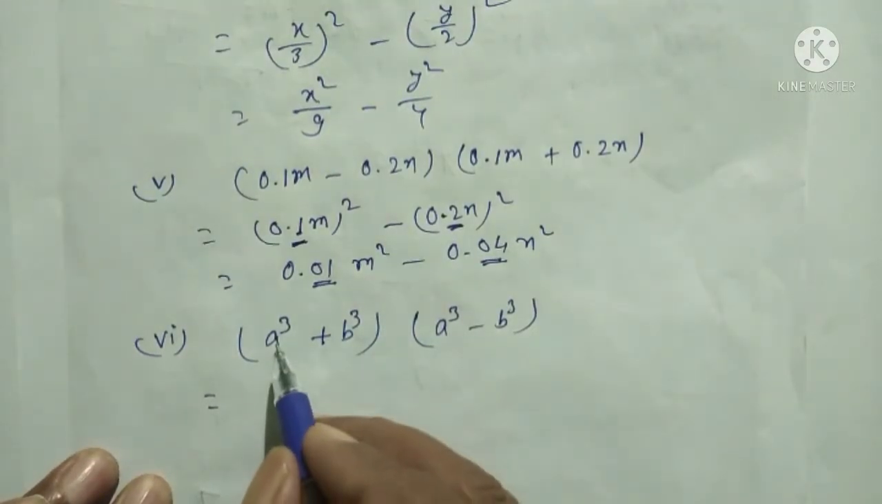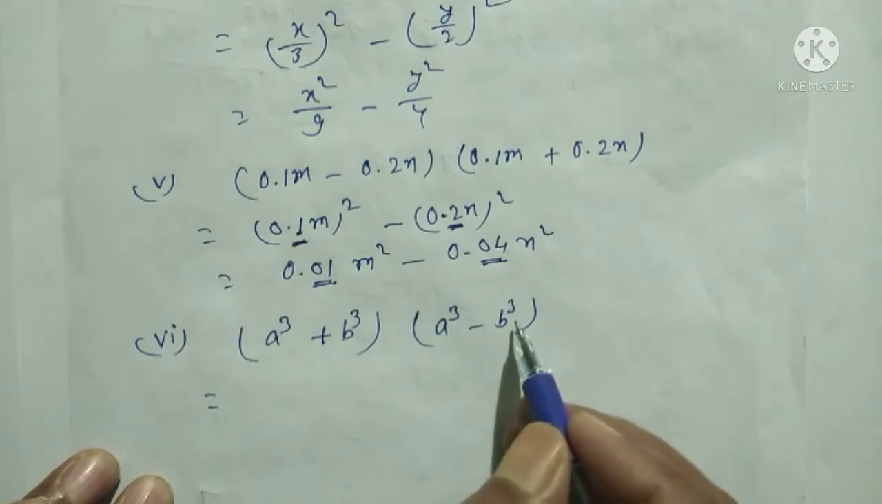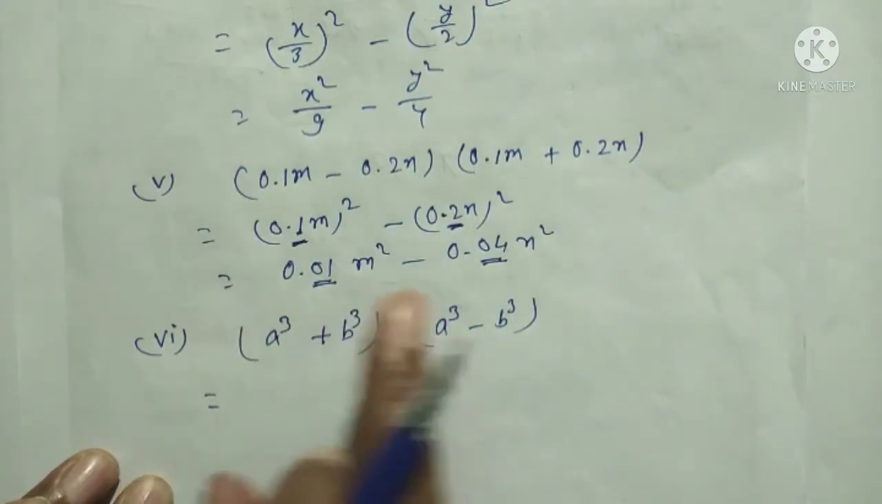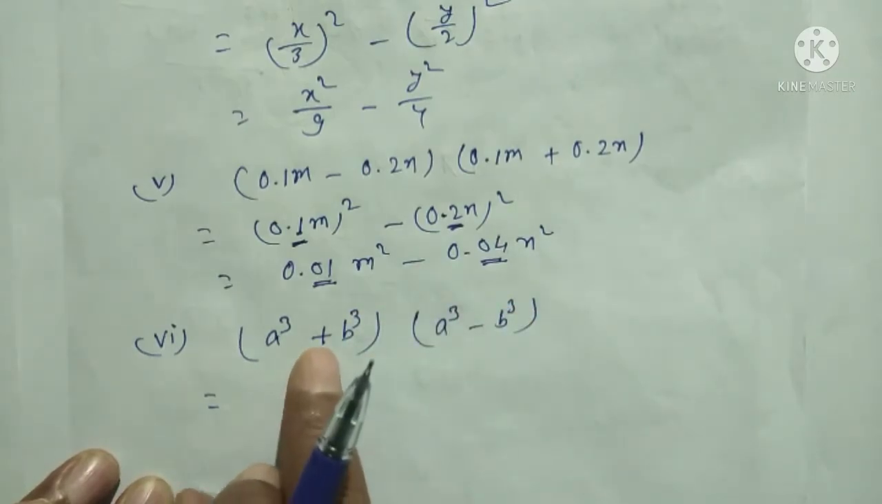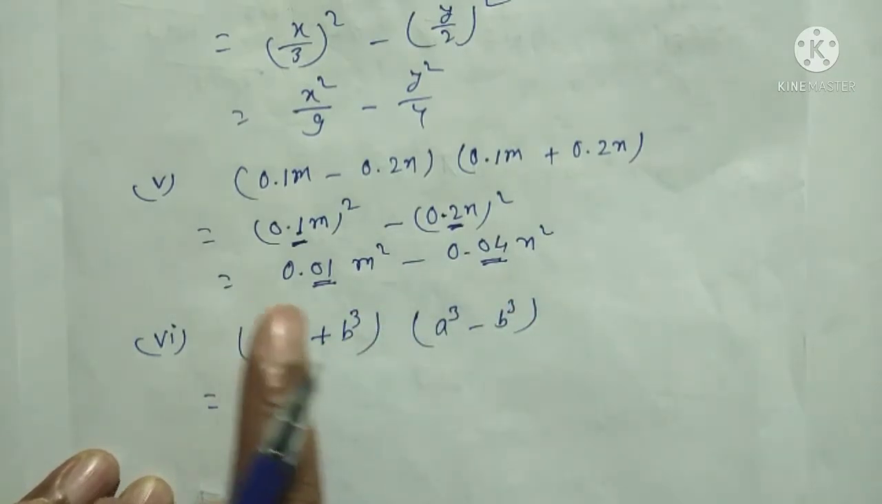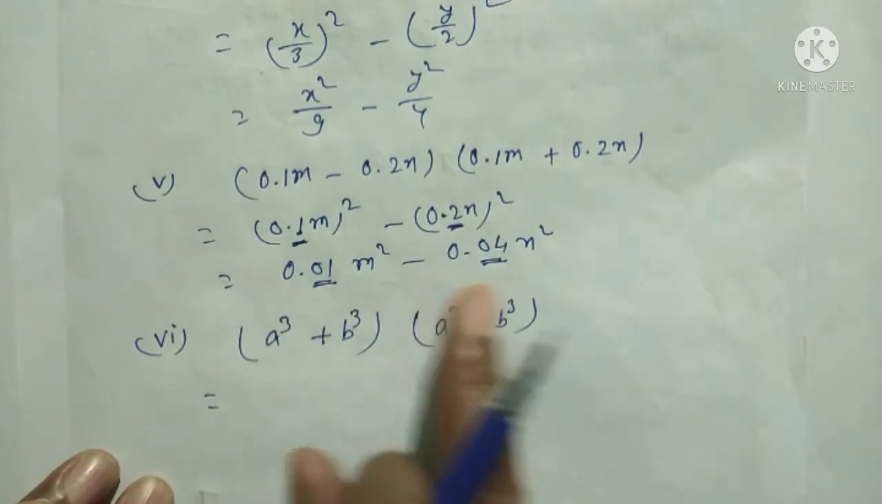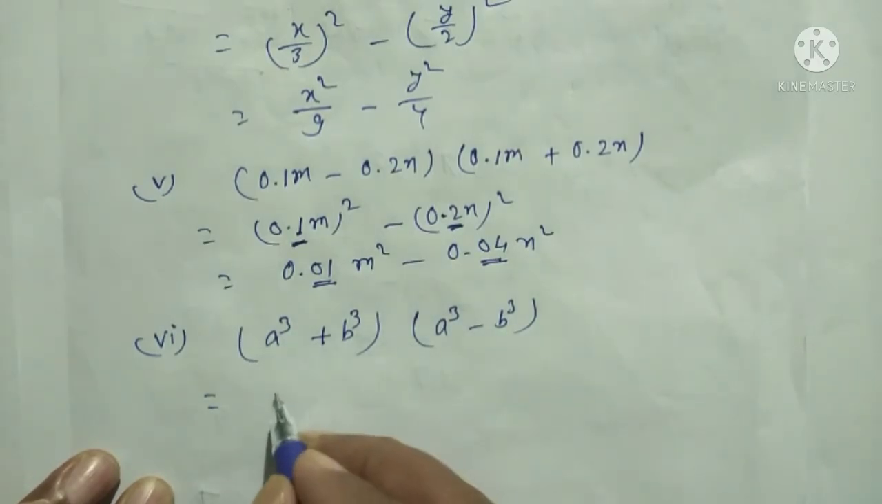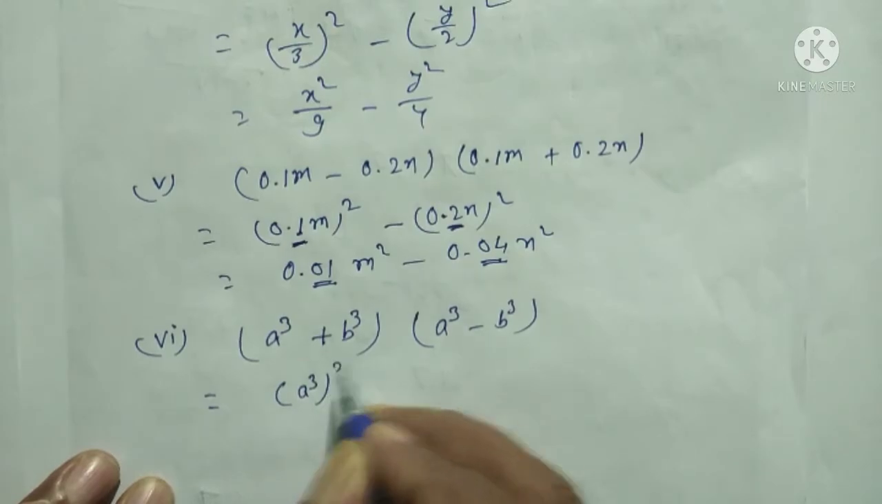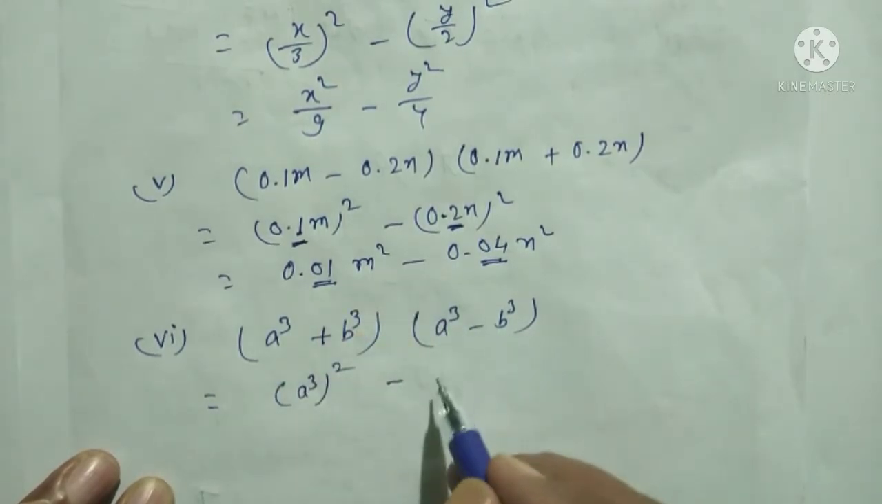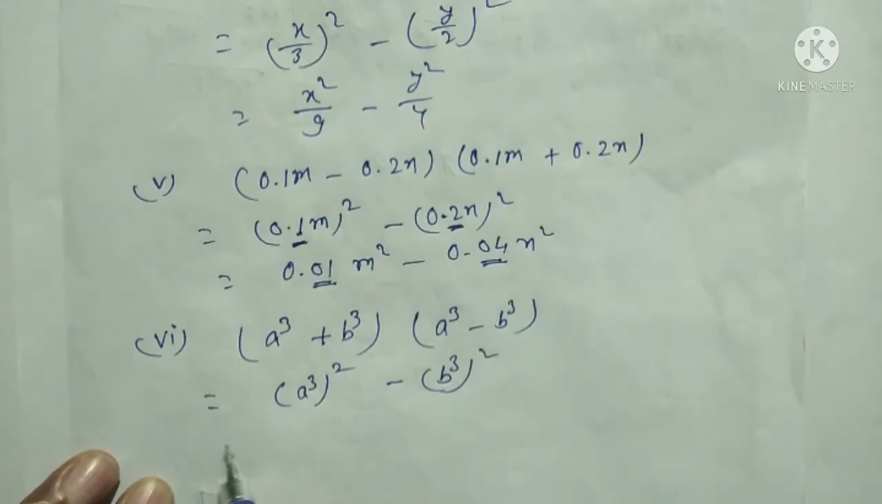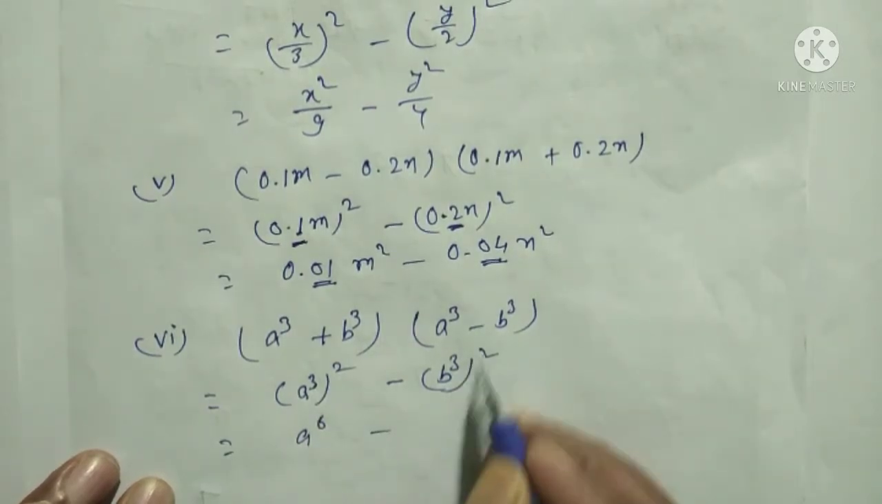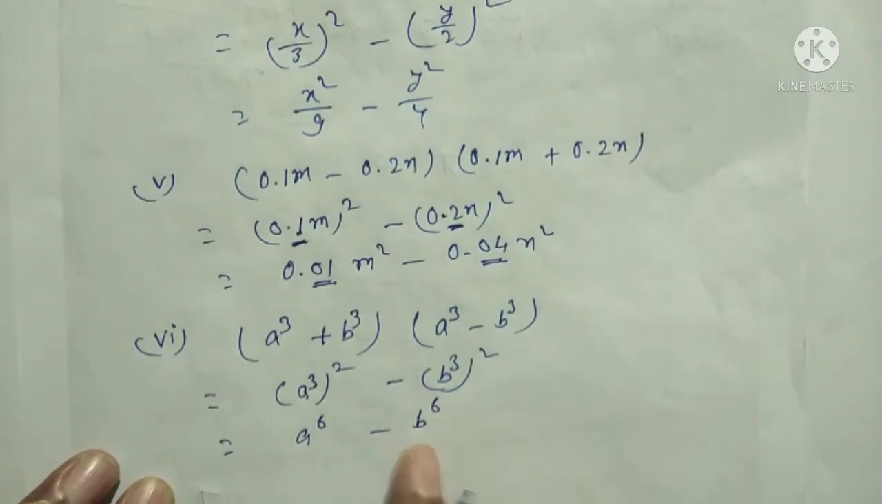Now look here. a cube plus b cube into a cube minus b cube. Both are the same, a cube and b cube. What is the difference? Plus and minus. So you can think a and b, a plus b into a minus b. That is a square minus b square. Here a means a cube, so a cube square, and b means b cube square. Use the formula. Now a to the power 3 to the power 2, the powers will be multiplied. 3 twos are 6, 3 twos are 6: a to the power 6 minus b to the power 6.